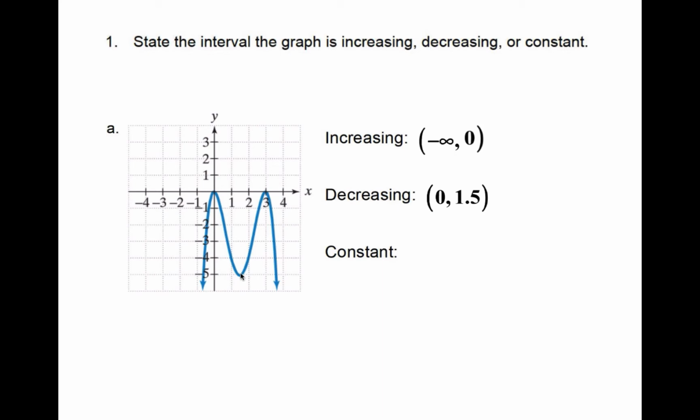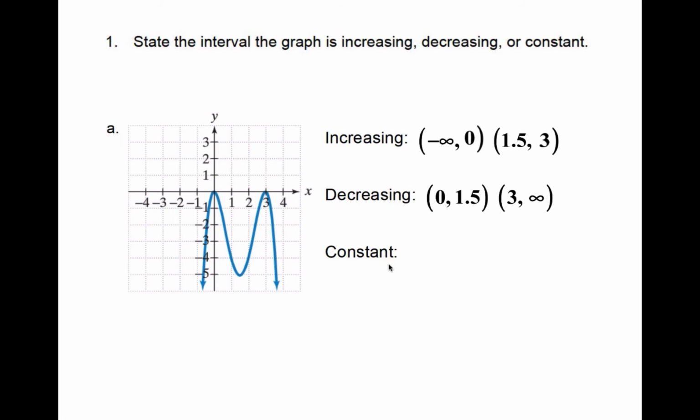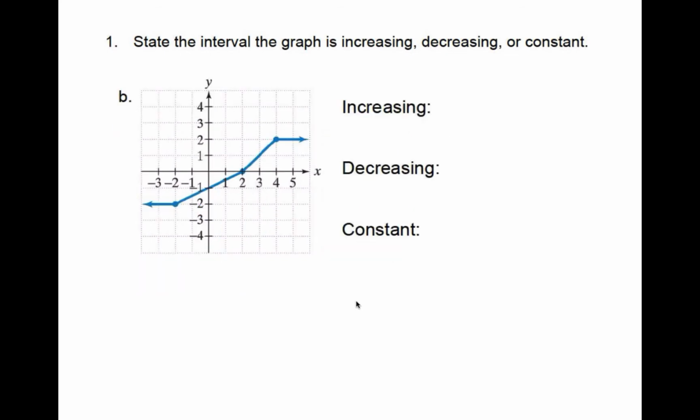So I have another increasing interval from x is 1.5 all the way to where x equals 3. And then at x equals 3, the graph starts to decrease again. So it's decreasing from 3 all the way to the biggest x value ever, infinity. Notice there's no place in this graph that is constant. You won't always have one of each of these, and you won't always have just one. You could have multiple.